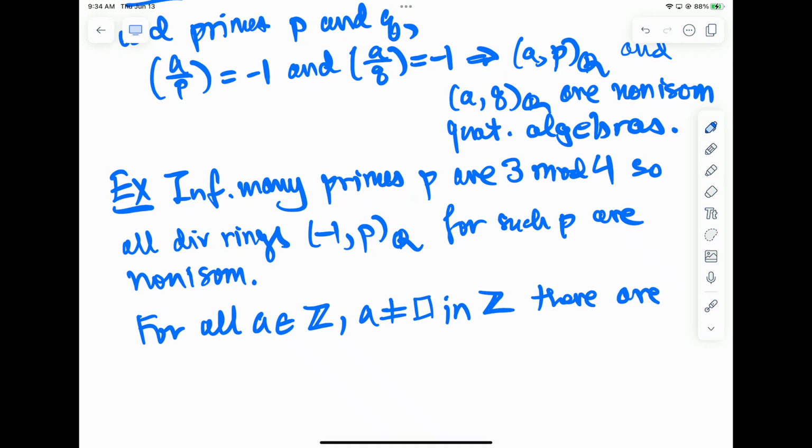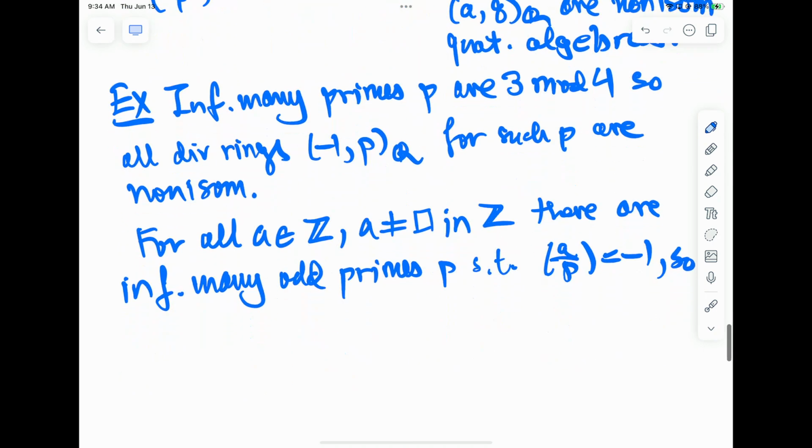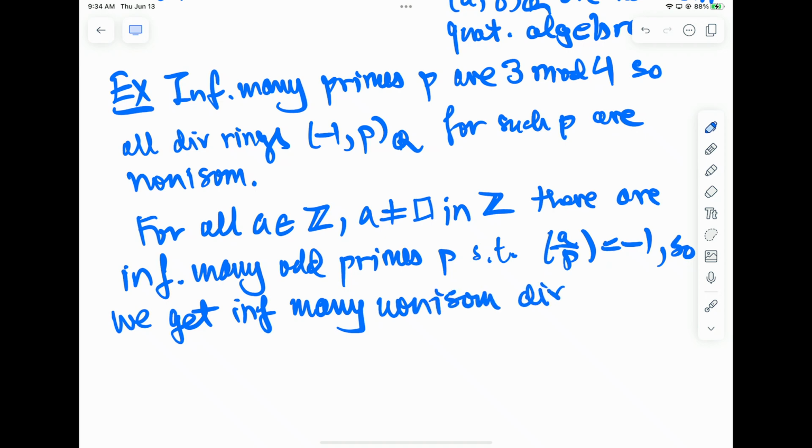I had said earlier that there are infinitely many odd primes such that A on P is -1. So we get infinitely many non-isomorphic division rings using this construction.